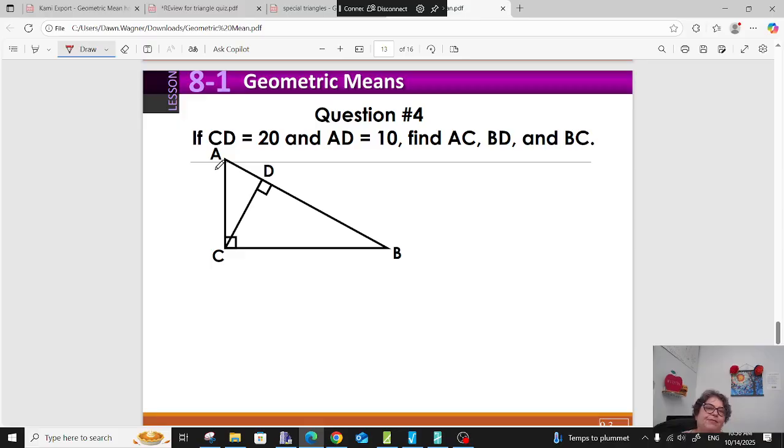Okay, let's label what we know on this next one. 20. 10. Okay, who here plays strategy games like cards or board games or all of it?